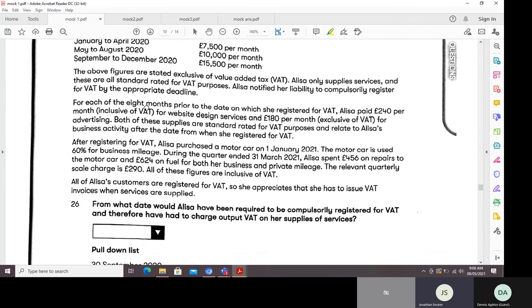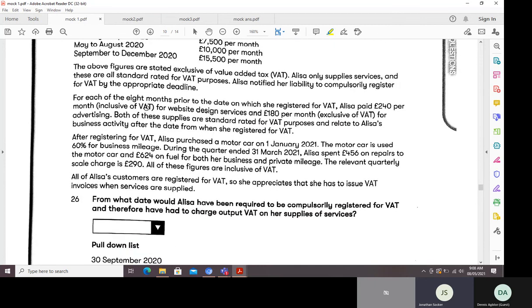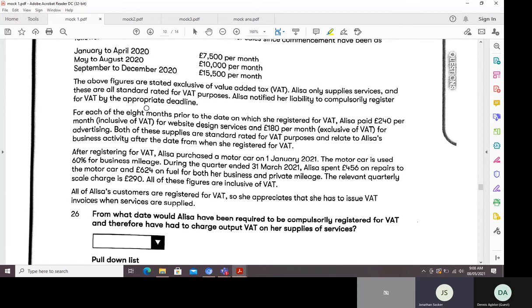And the first requirement here is: from what date would A have been required to be compulsorily registered for VAT? From what date would this company or this business be required to register for VAT compulsorily?